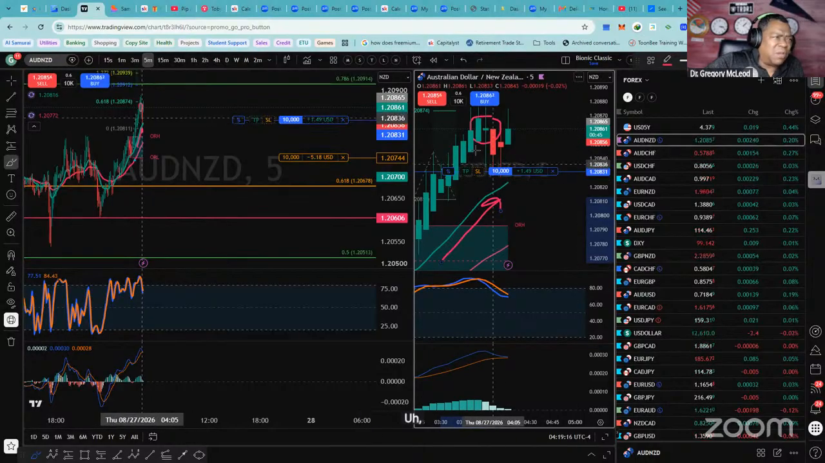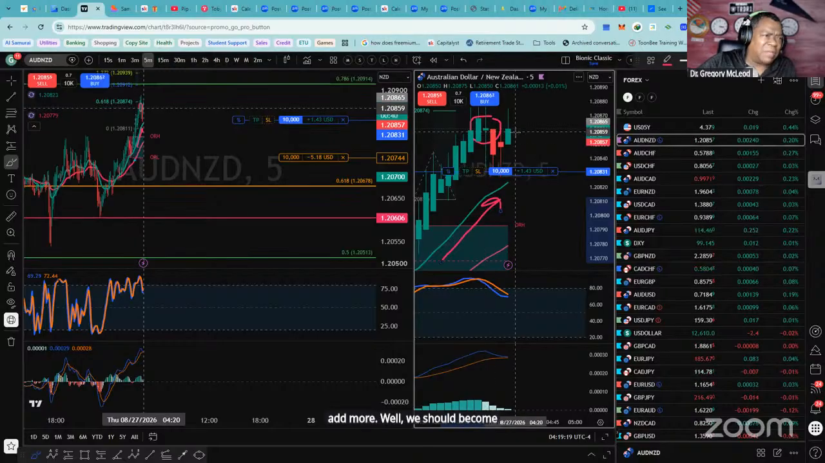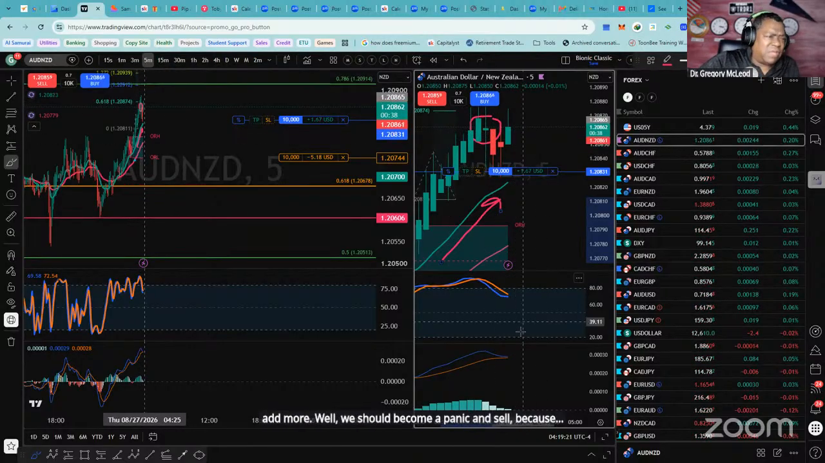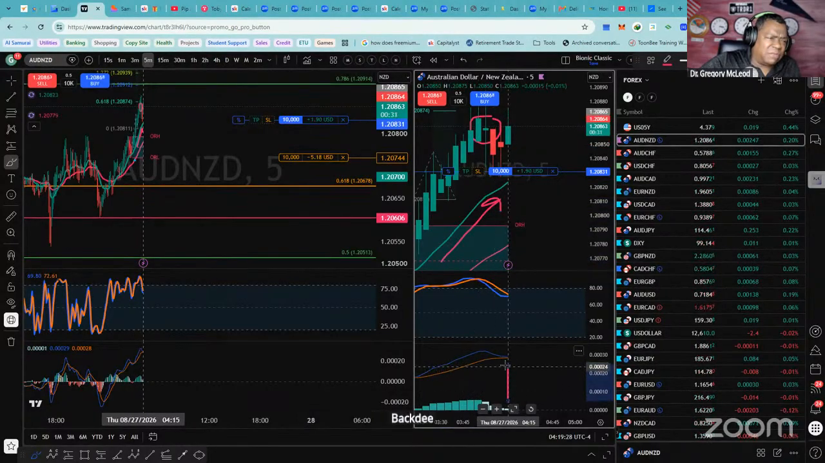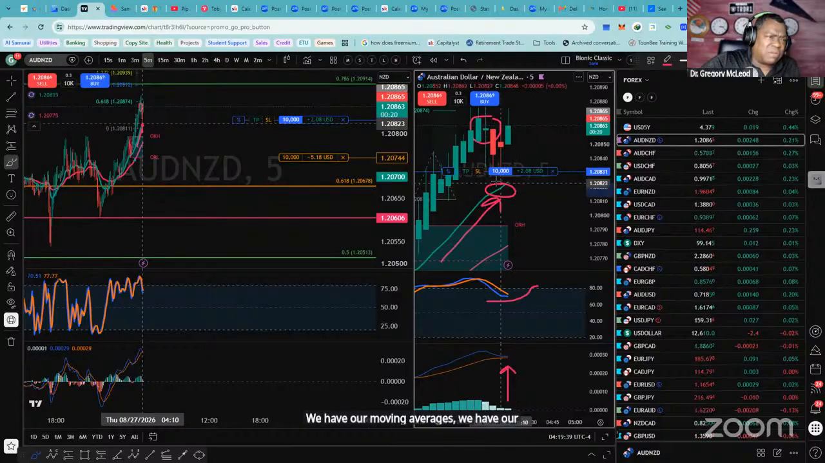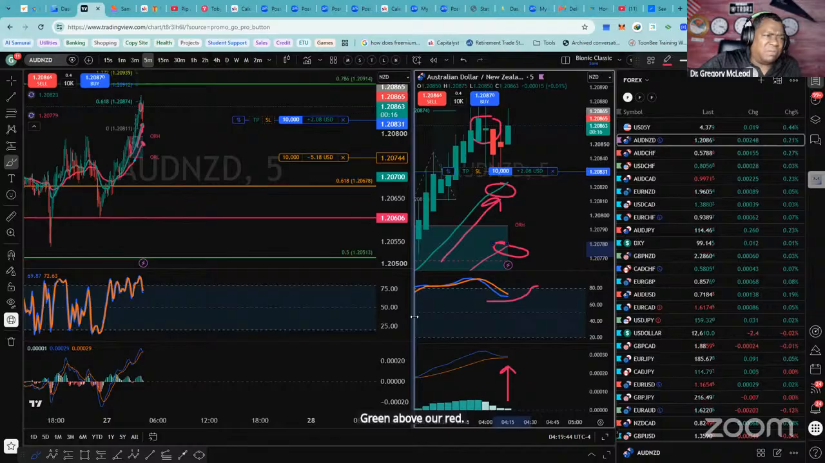We can use those areas to add more, but we shouldn't panic and sell because everything else is pointing up. MACD is above the zero line. Stochastics is curling up, kind of. We have our moving averages, our green above our red. So no need to panic.